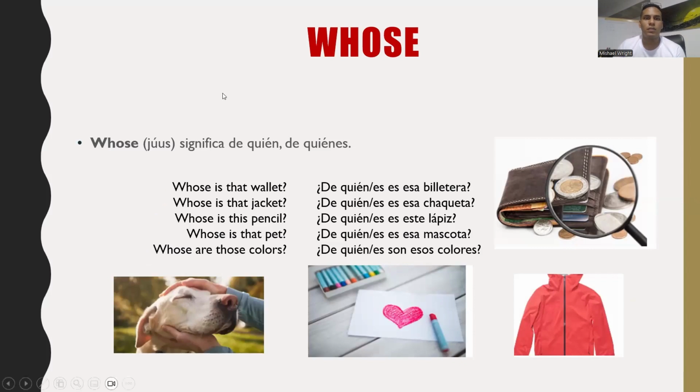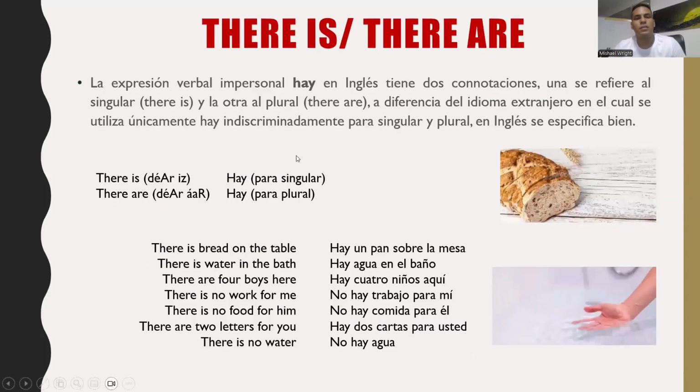Let's go with the next one. There is, there are. There is for singular. There are is for plural, right? So there are two different connotations. One refers to the singular, which is there is, the other to the plural, which is there are, right? So repeat after me. There is, there is, there are, there are. Sorry, there is singular, there are plural.